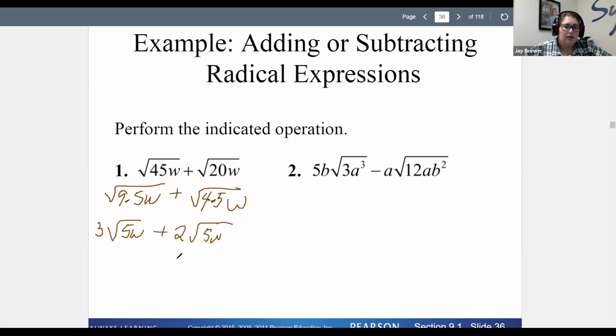Right. And then we can see that we have the same indexes, we have the same radicand, so we're going to go ahead and just add the outside terms.